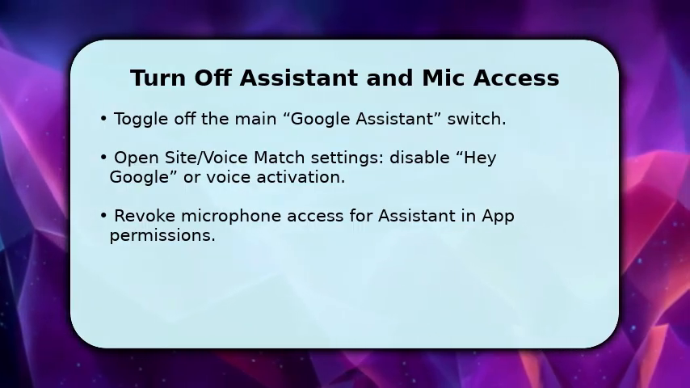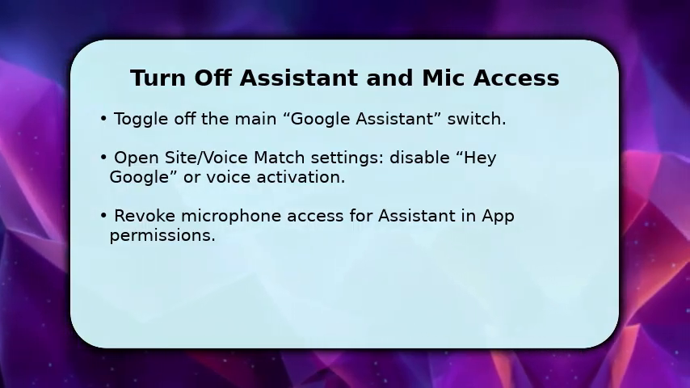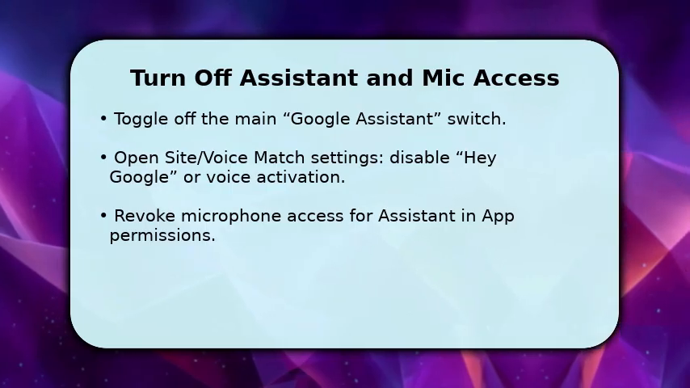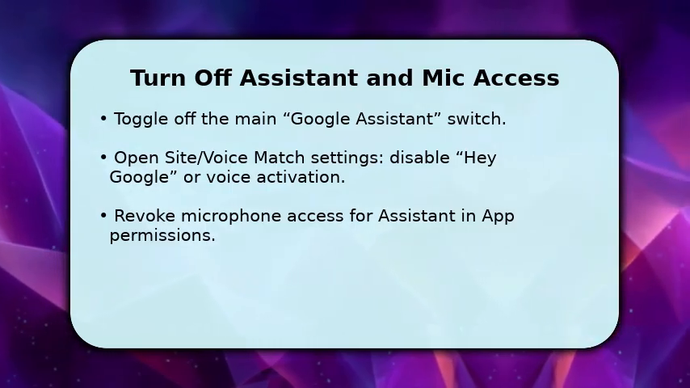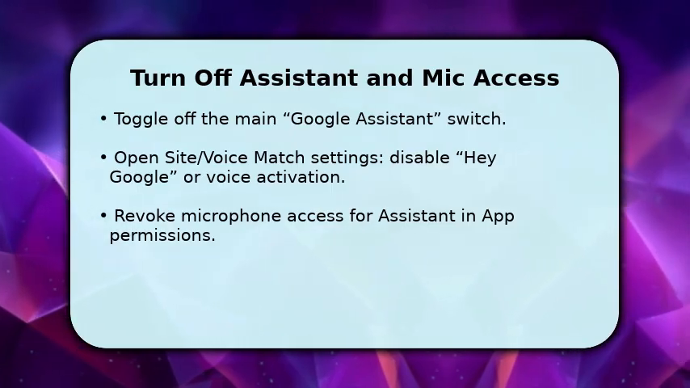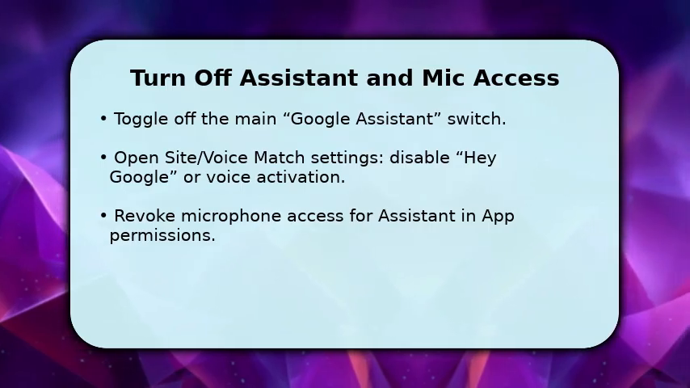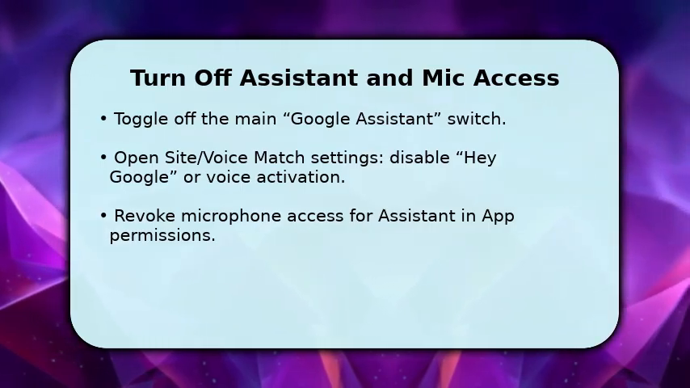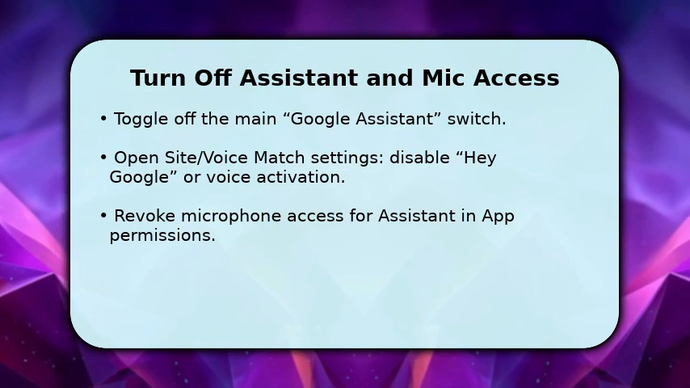Next, go to Apps or Site Settings, find Assistant or the Google app, and revoke microphone permission so it can't respond. Once done, make sure any lock screen activation options are off. This prevents accidental triggers when the device is asleep. These steps remove both activation and the mic pathway.